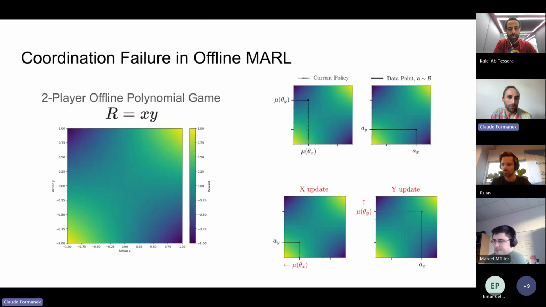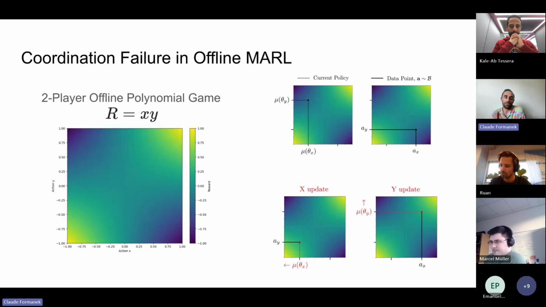So in a polynomial game with two agents, you can visualize the game on the plane like this, where the x-axis is the continuous action that agent X can take, and on the y-axis it's the continuous action that agent Y can take. And then the reward they get, it's just a single step game, is some polynomial of X and Y.